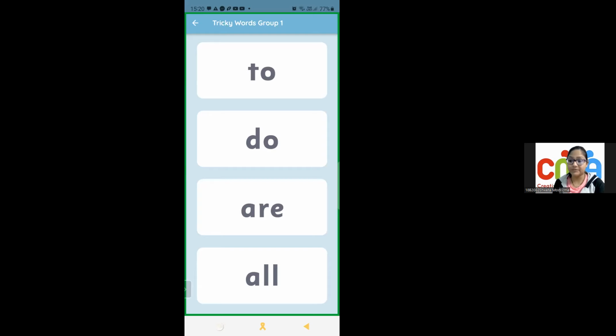We don't know by which method the child is learning. So what we can do is let's try everything.